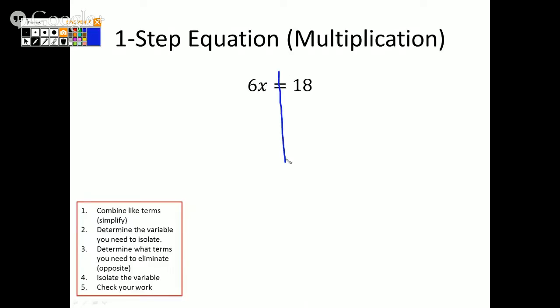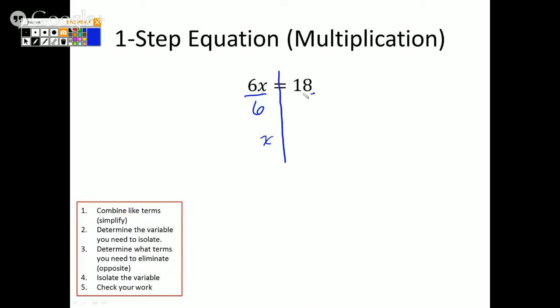I'm going to draw a line to separate my left and right side of the equation. I know that between the 6 and x is multiply. So the opposite of multiplication, or the inverse, is division. I'm just going to draw my fraction bar. And I have 6. 6 divided by 6 is 1. So I have 1x, or I can just write x, which is what I prefer to do. So I just write it as x.